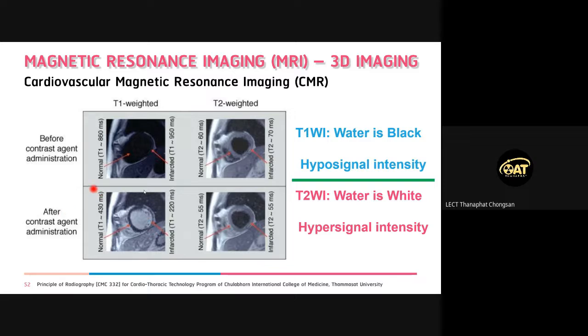If water in the picture is black, that image was scanned by T1 weighted. But if water in the picture is white, that image was scanned by T2 weighted. Okay. And this one is after contrast media. Contrast media can increase the contrast weighted or brightness of water from black to white.